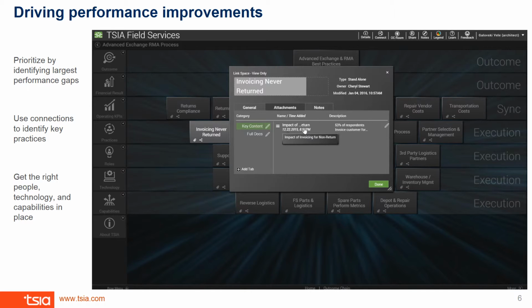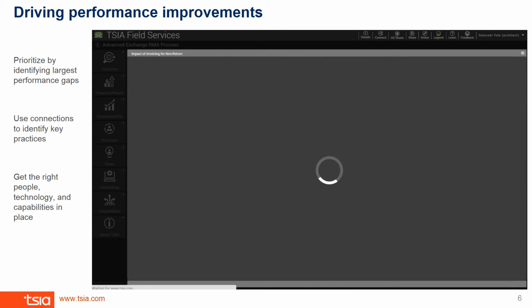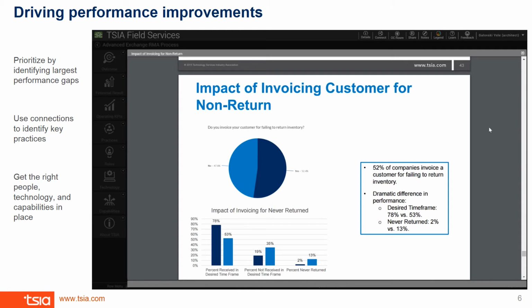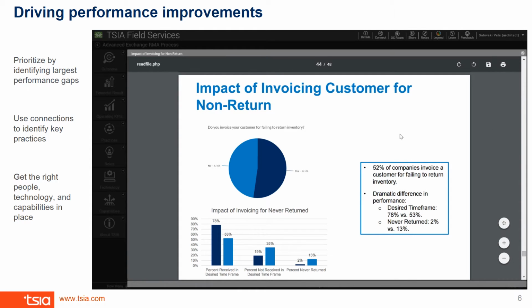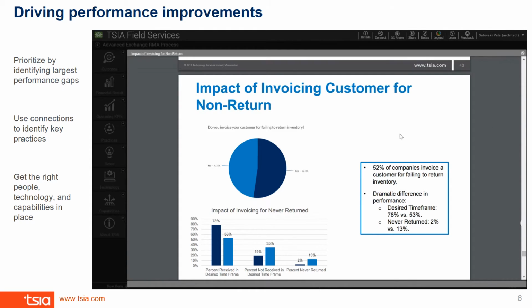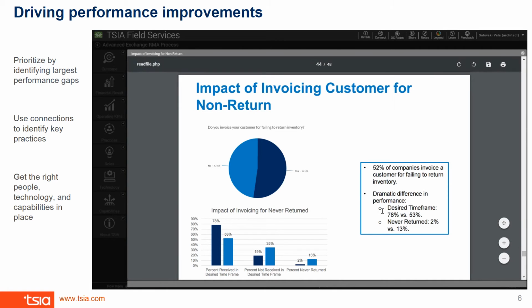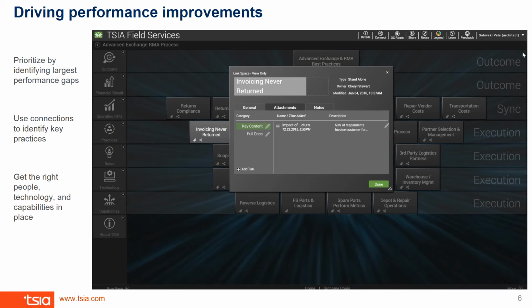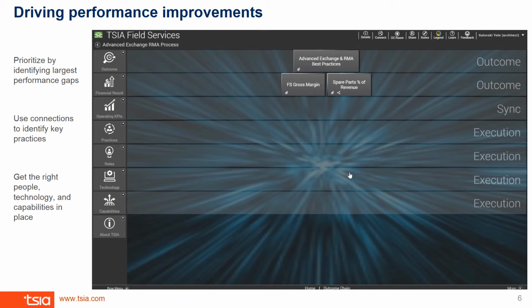Within the attachment, you can see the impact of invoicing for non-returns. From the spare parts study, we've seen a dramatic difference in performance when you invoice a customer for not returning parts per the contractual obligations. The desired time frame, 78% versus 53%, and the never return drops from 13 down to 2, making this an outstanding practice to improve your advanced exchange and RMA processes.